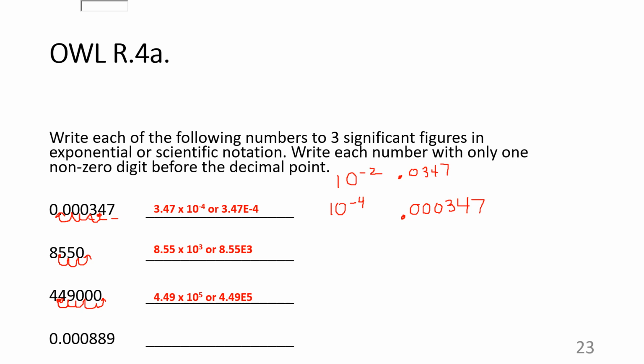And in the last example, we have a small number, less than 1. We're going to have a negative exponent, and it will be 8.89. This time, I'm just going to count my zeros after the decimal place. There are 3 zeros, therefore, it's 10 to the negative 4. So 8.89 times 10 to the negative 4.